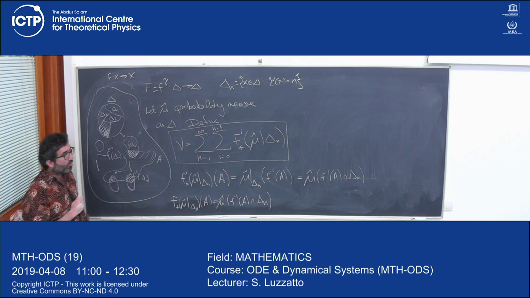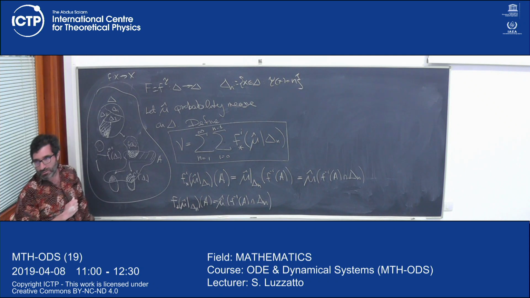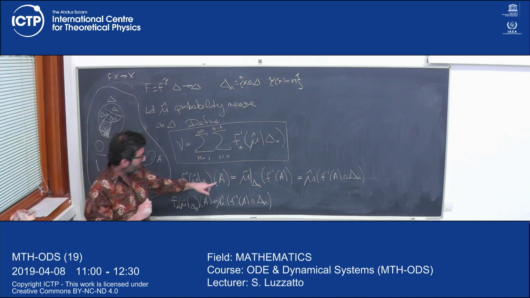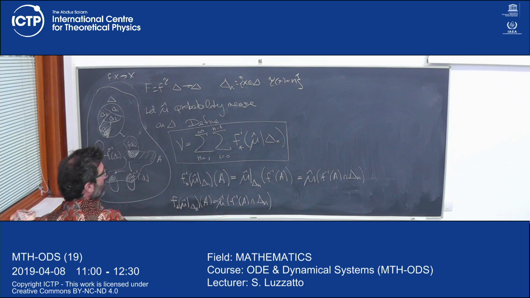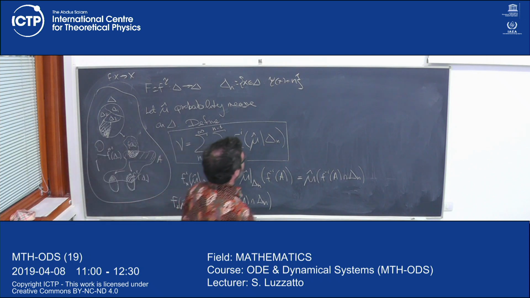So what is this measure? How do we know if it's finite? Let's see what the total measure is that we get. In other words, let's apply this measure to the whole space. Okay, so let's write.